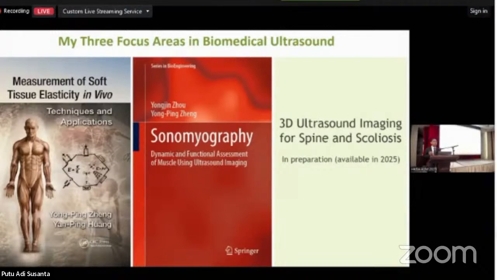This is why I have many things to share, because going from a research result to a commercial product is really not easy. This is what I have learned over the last 10 years. And in the middle, we created this name called sonomyography.